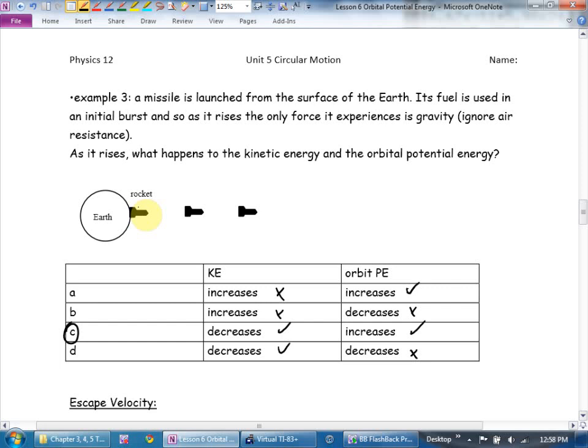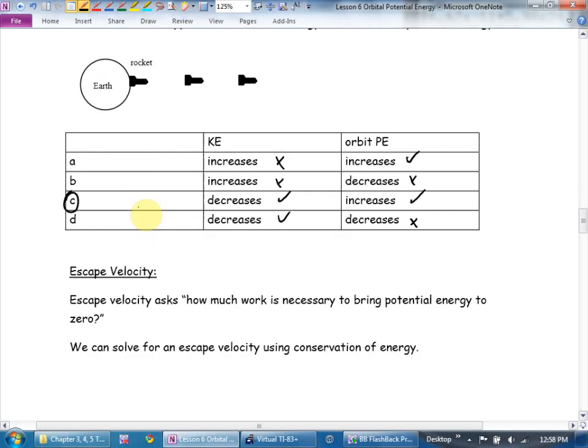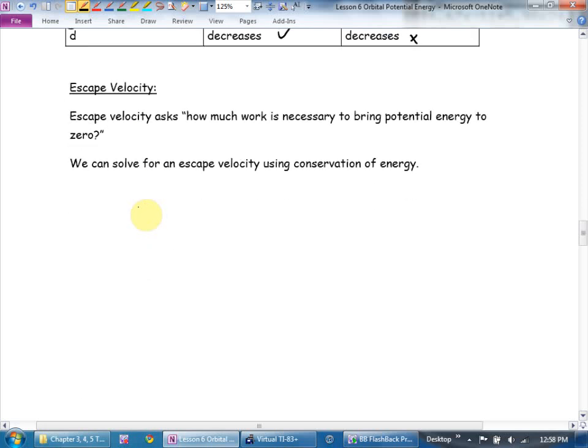Except because we said the edge of the universe has a potential energy of zero, what it's really asking is how much work is necessary to bring potential energy to zero? We can solve for an escape velocity by using conservation of energy. We can say this. Kinetic energy initial plus potential energy initial equals kinetic energy final plus potential energy final. Good old conservation of energy. Where initial is on the Earth's surface and final is at the very, very edge of the universe.